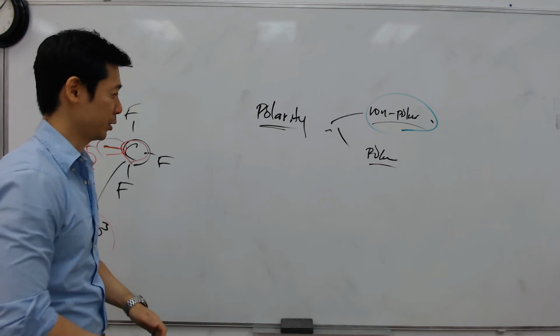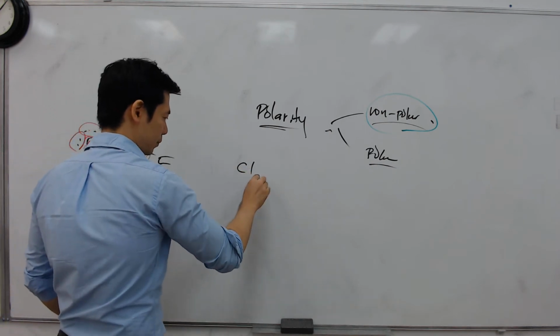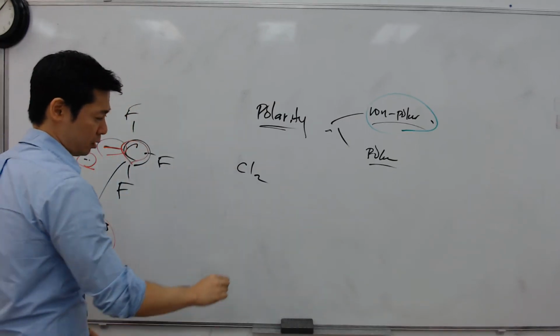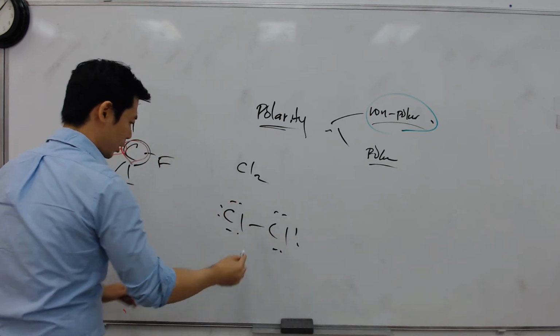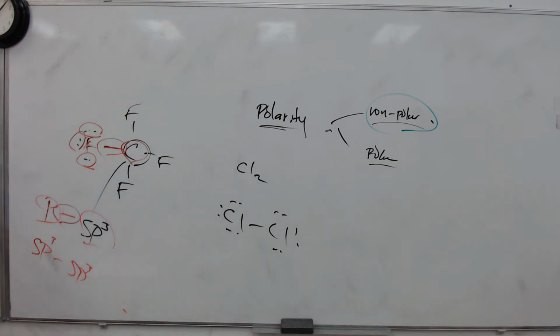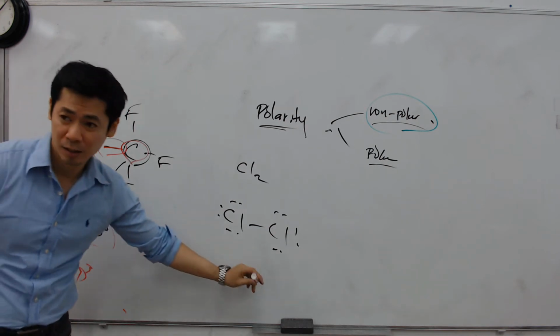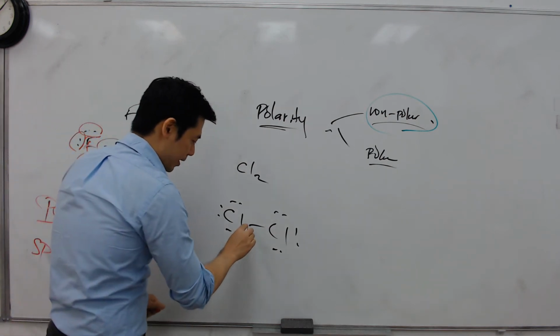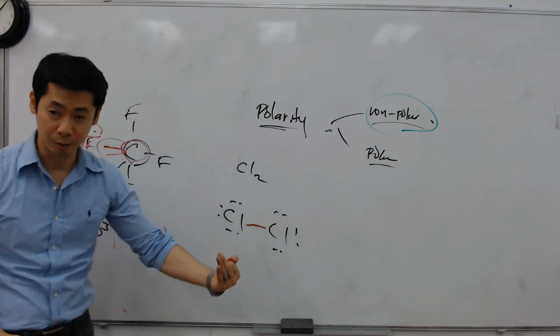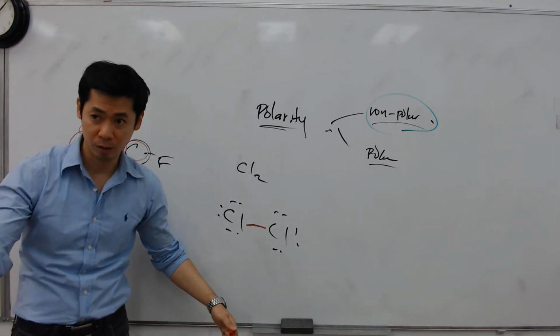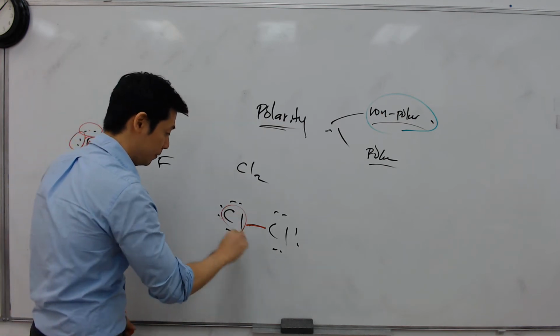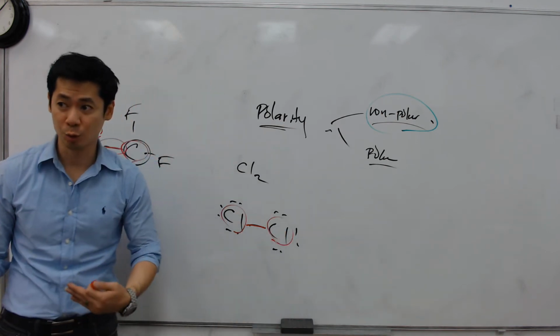So let's take a look. When you draw Cl2, what do you draw? Cl and Cl, single bond, right? That's what it looks like. Keep in mind, this bond is a non-polar bond. When do you call a bond non-polar? When they have the same electronegativity.